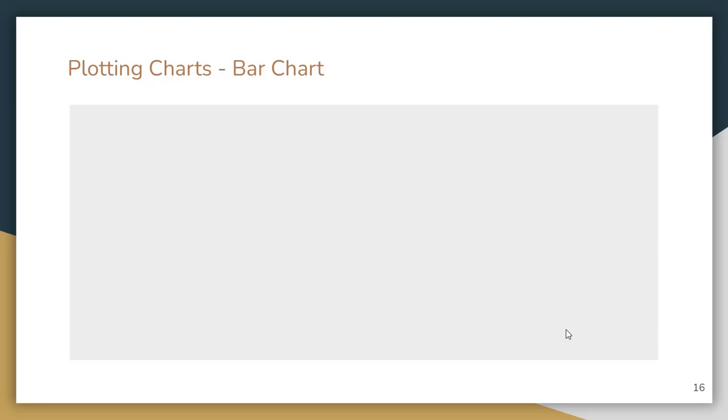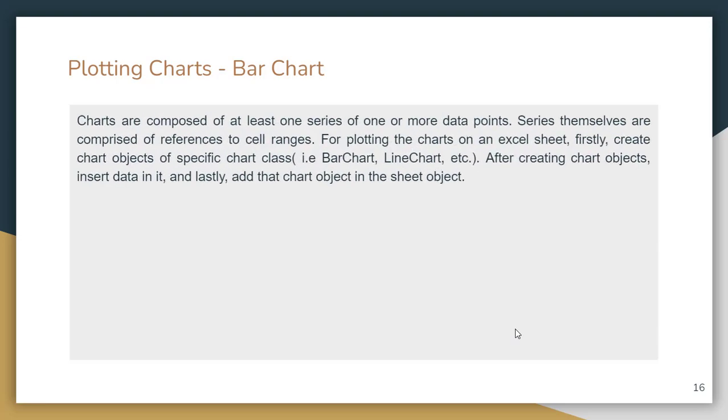Now I am going to show an example like plotting a chart. In this case, I am using a bar chart. You can use any chart like column chart, pie chart, line chart too. Charts are composed of at least one series of one or more data points. Series themselves are composed of references to cell ranges.